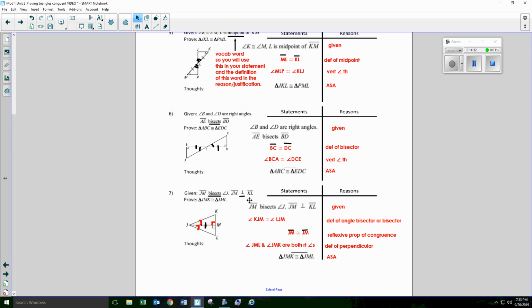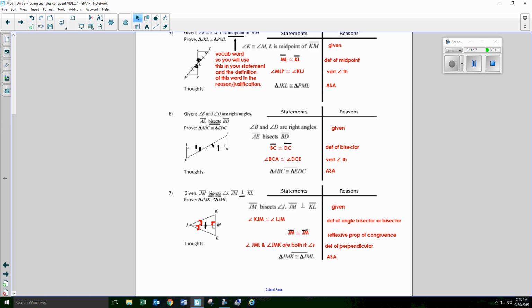And lastly, number 7, segment JM bisects. You see that same word again, vocab. So we're using that. And JM is perpendicular to KL. Notice they only put one right angle symbol here, so that's where we're going to have to use definition of perpendicular. All right, so first thing obviously is the given. Write it down.